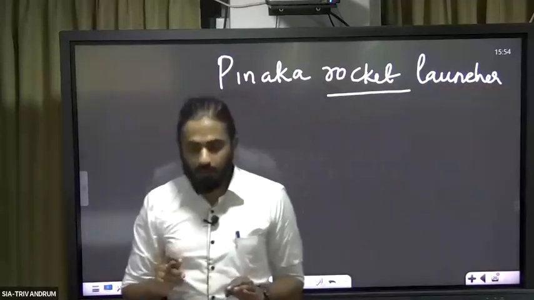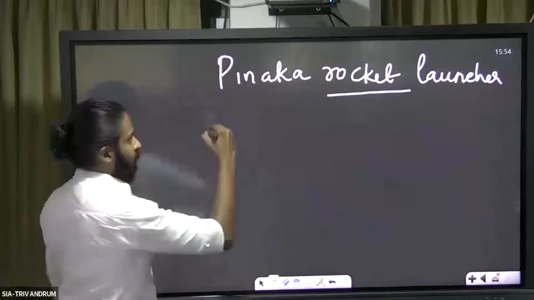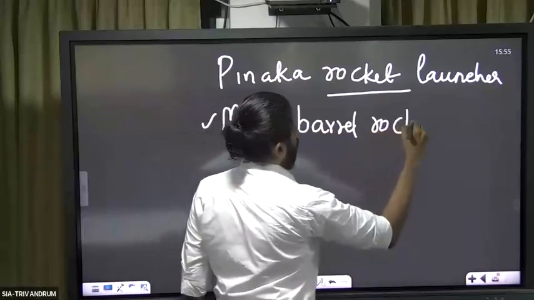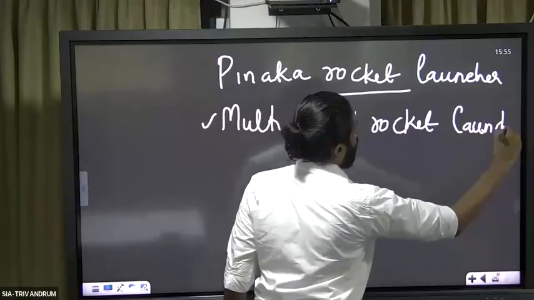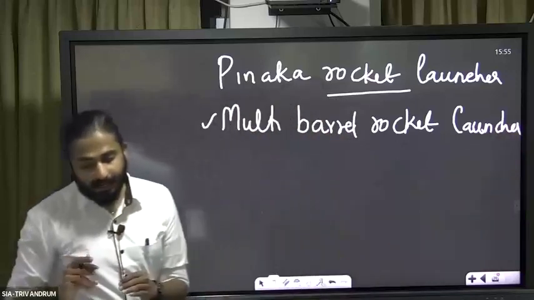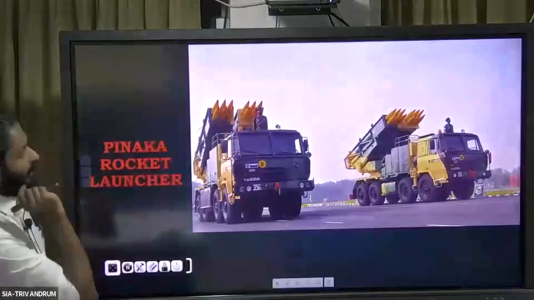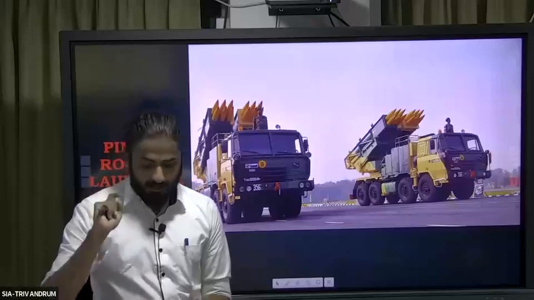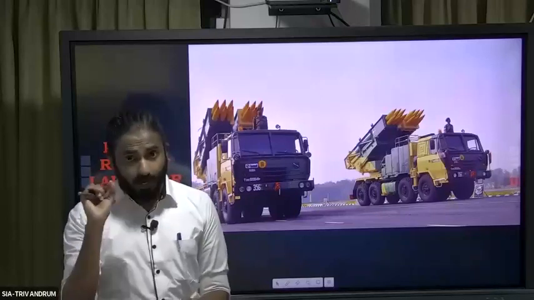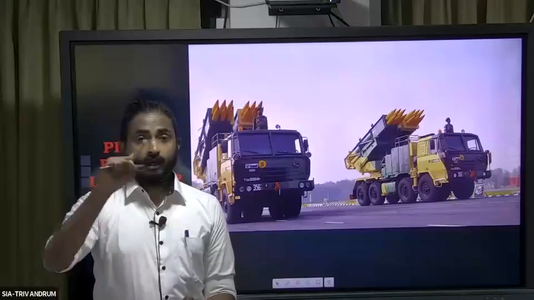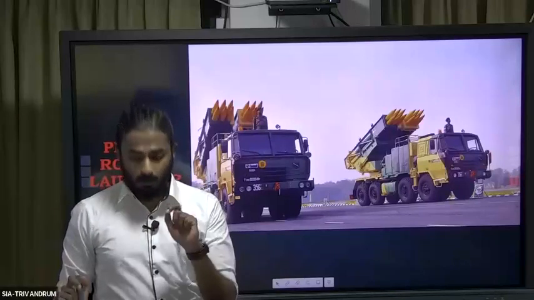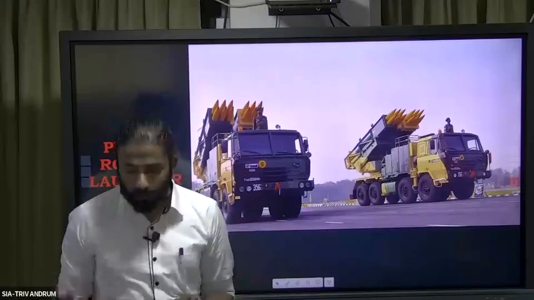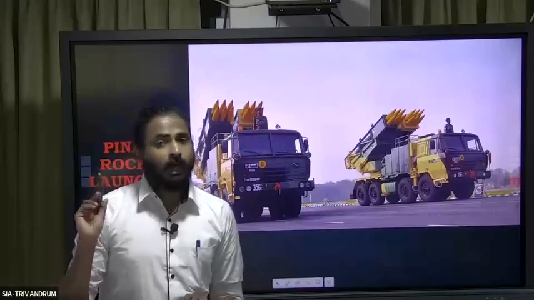Pinaka rocket launcher is a multi-barrel rocket launcher. So what is a multi-barrel rocket launcher? As you can see in the photo, it can fire multiple rockets simultaneously. It can fire 12 rockets simultaneously over a period of 44 seconds. This is a Pinaka rocket launcher, and it is a long range artillery, right?